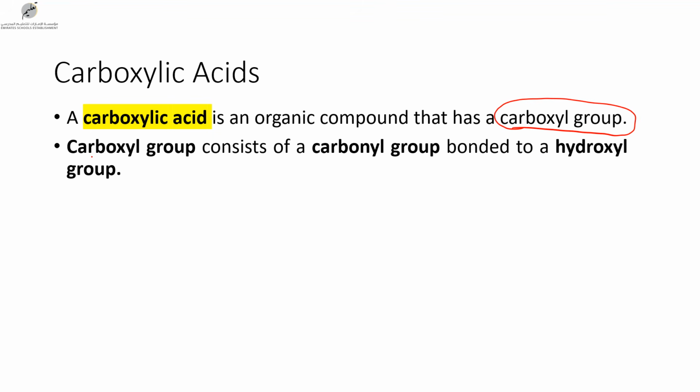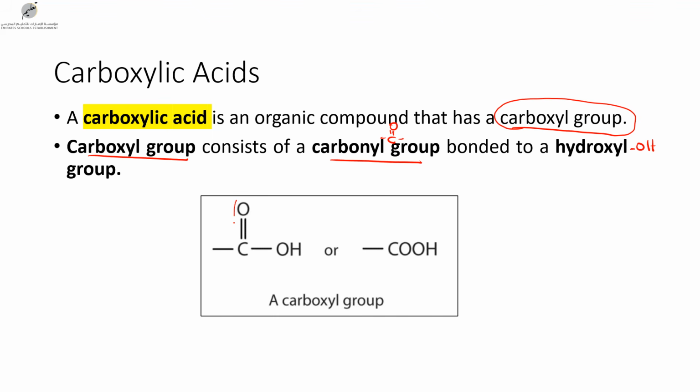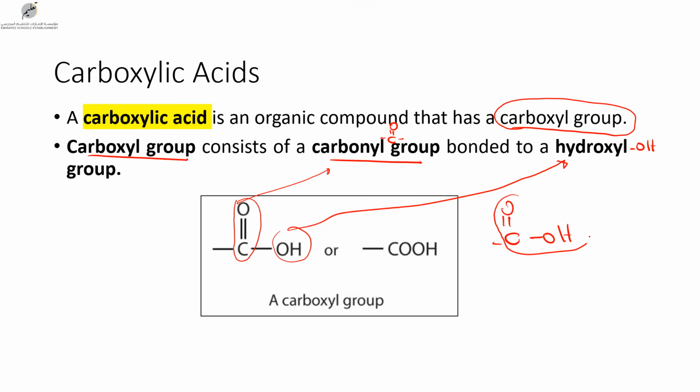So what's a carboxyl group? Carboxyl group is made of 2 things. It's made of a carbonyl group, which we already know, and it's made of a hydroxyl group, which we already know, the OH group, right? So if we combine them together, we will have a carboxyl group. And that's how it looks. This is the carbonyl group, and this one here is the hydroxyl group. So all of this together is called carboxyl group.